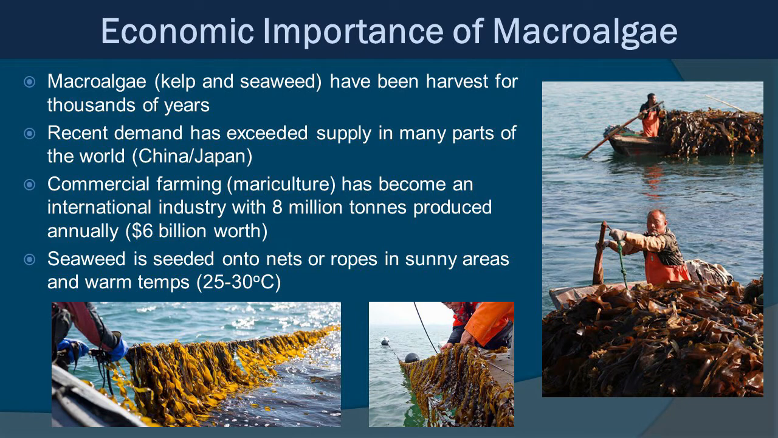Now, when we look at economics, macroalgae, specifically kelps and seaweeds, have been harvested for thousands of years. There has been an increased demand of late, especially in China and Japan. Commercial farming, or mariculture, has become an international industry with about 8 million tons produced annually, about $6 billion worth in terms of economic benefits. How it works is that seaweed is seeded onto nets and ropes in sunny areas and generally warmer temperatures, and then they are brought up and harvested.